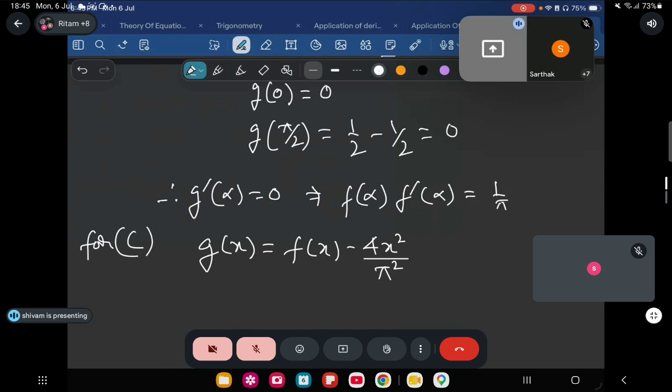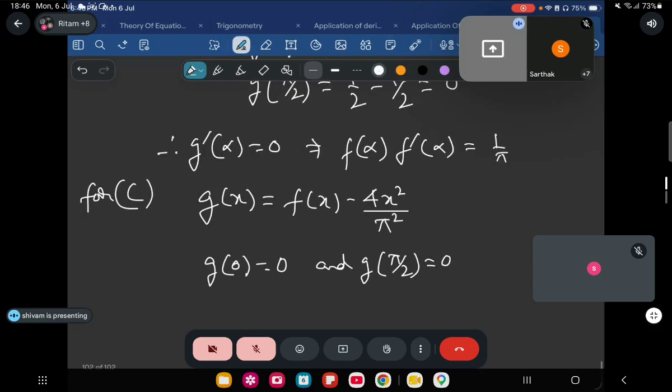So g is continuous and differentiable. What is g of 0? g of 0 is equal to 0. And g of pi by 2 is also equal to 0. So there exists some alpha belonging to 0 comma pi by 2 such that g dash alpha is equal to 0. Therefore f dash alpha is equal to 8 alpha by pi square.